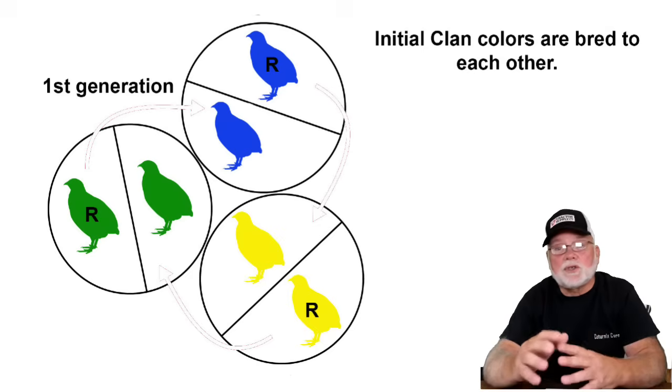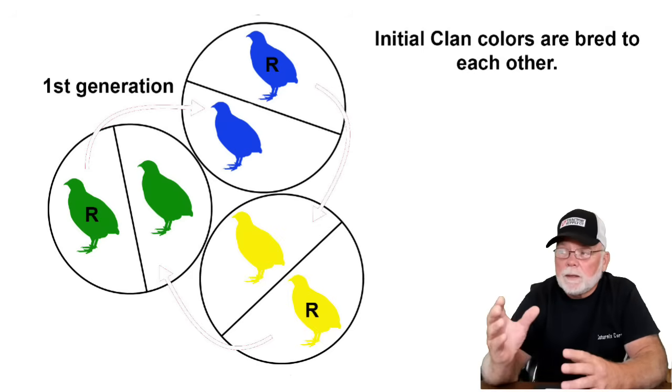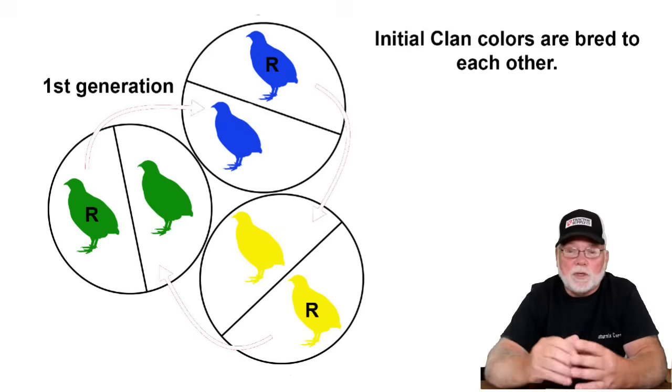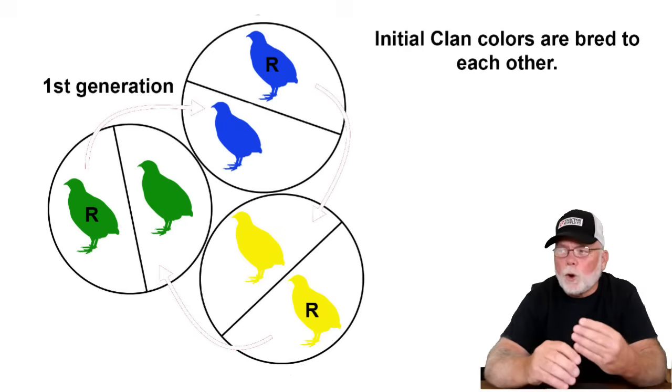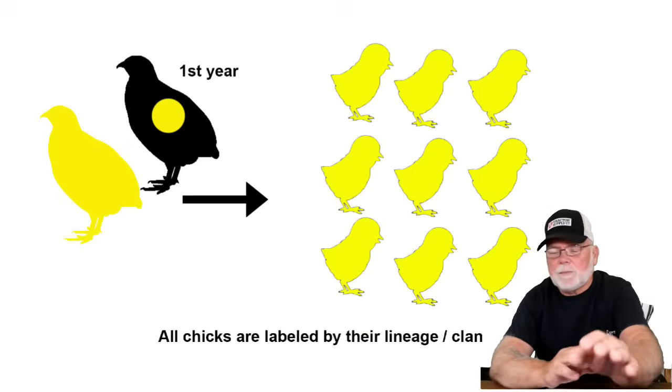But regardless, you still need three clans, and the initial clan, the colors when you're setting it up, are always bred together, the same color birds. I do want to talk about... Actually, let me go back.